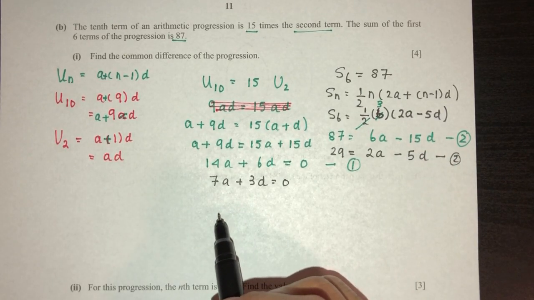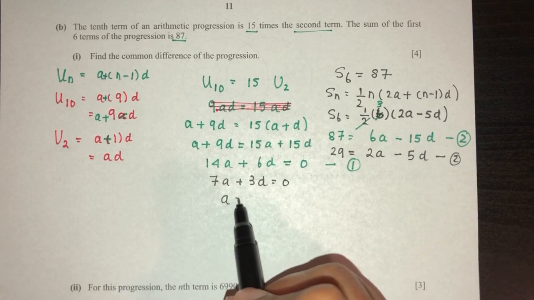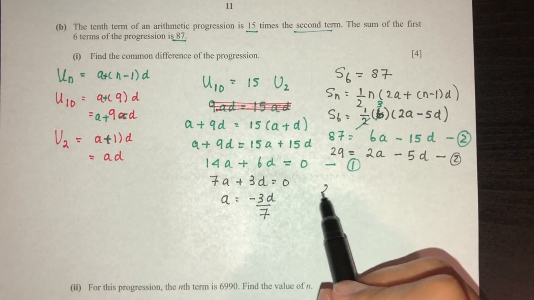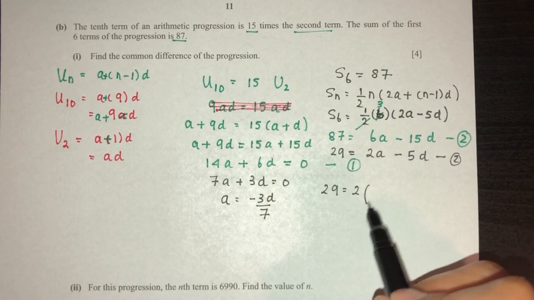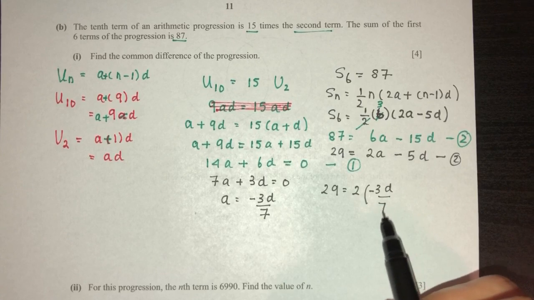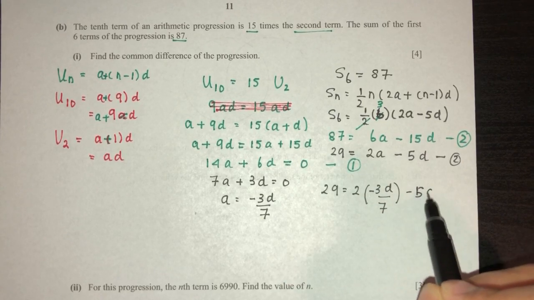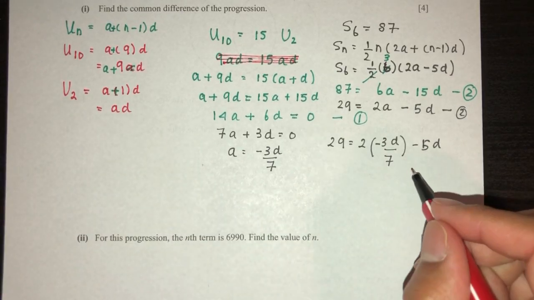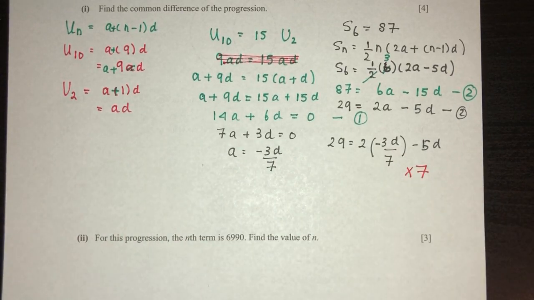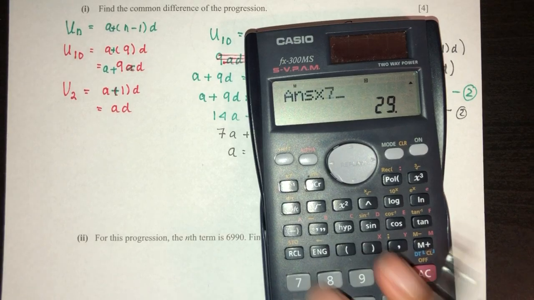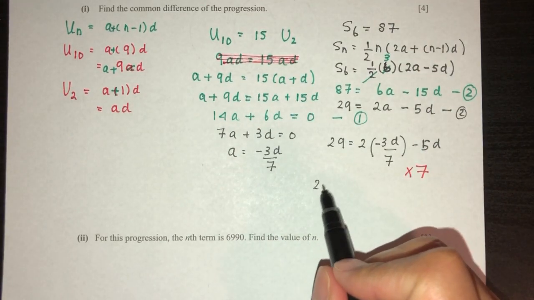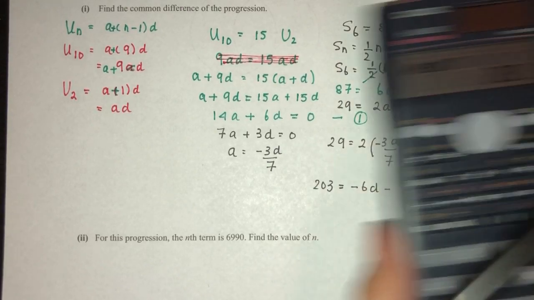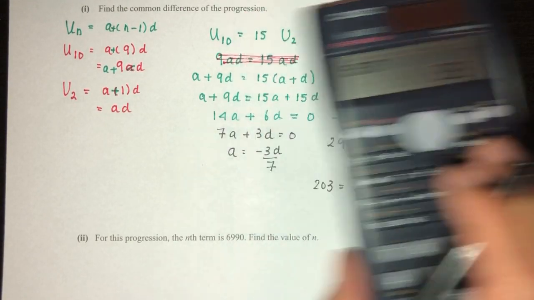Now let's try to make a the subject of the formula. a will be minus 3d over 7. That will be 29 equal to 2 times (minus 3d over 7) plus 5d. Now you can multiply by 7 to eliminate the denominator everywhere. You will have what? 29 times 7 should be 203, equal to minus 6d plus 5 times 7, that should be 35d.